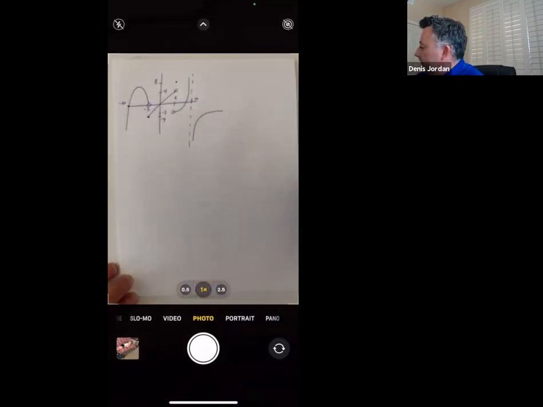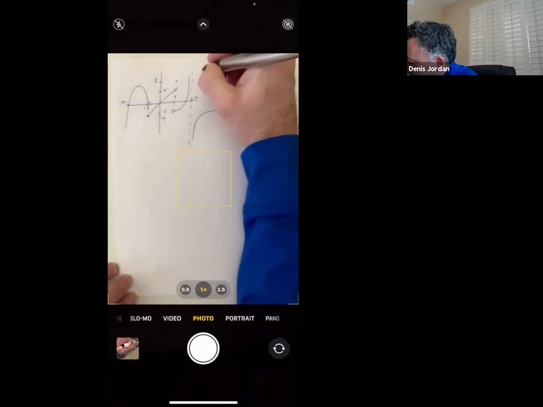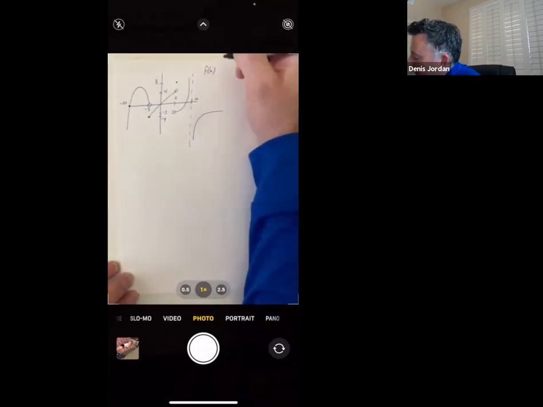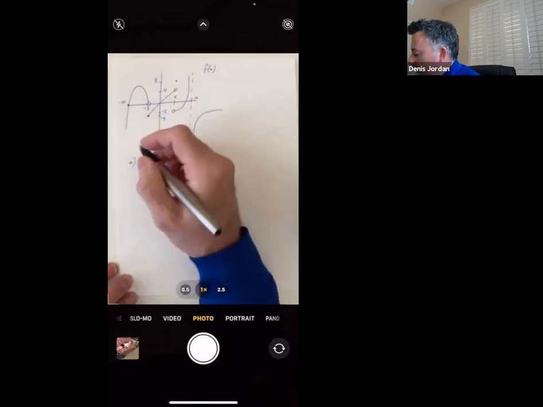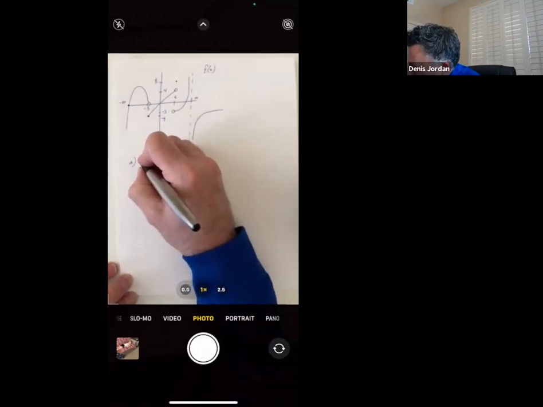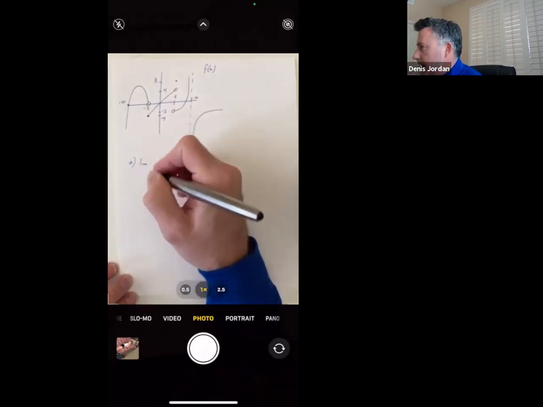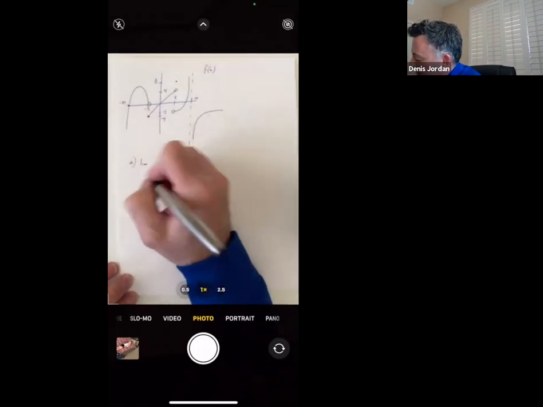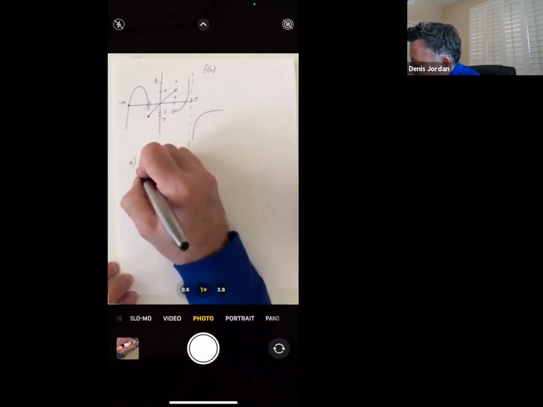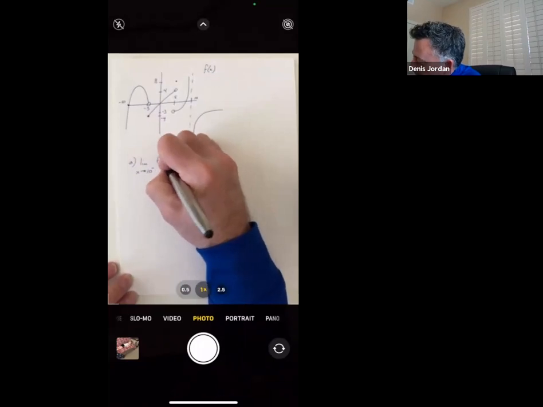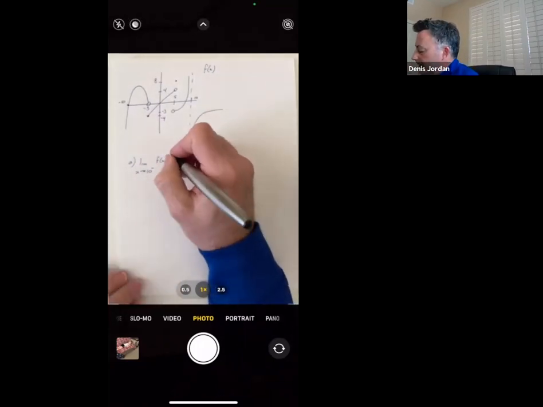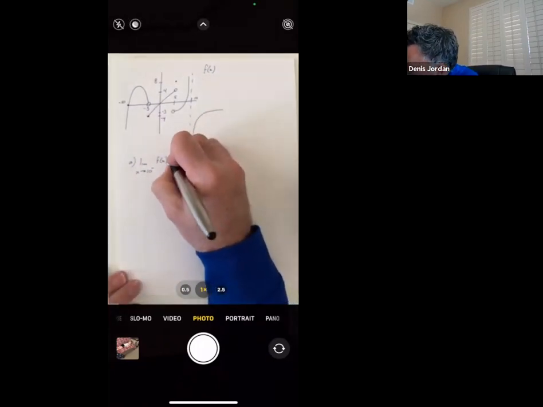So we're going to use this graph, and we're going to call this f of x. We're going to use it to just evaluate a bunch of stuff. So limit values and also function values. Okay, so let's start out with this one. Let's say the limit as x approaches 10 from the left.